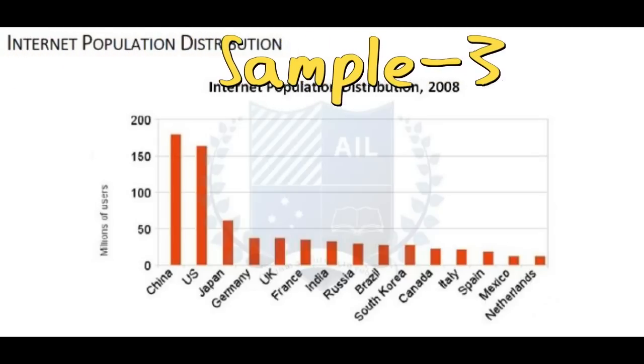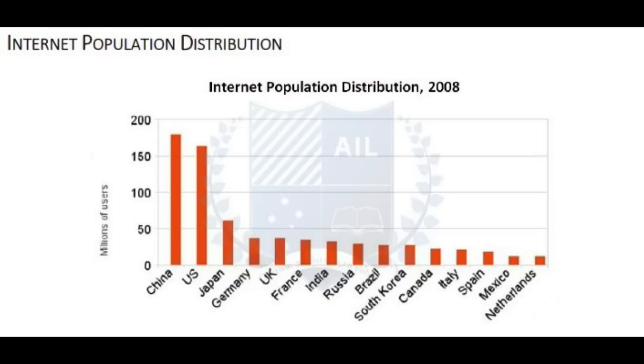The graph here shows data of internet users for different countries around the world in 2008. Interestingly, China and US had the highest number of users, which was more than 150 million, and next to Japan with around 50 million internet users. But for other developed countries like Germany, UK, France, India, Russia, and Brazil, they had more or less 30 million internet users. And for other countries like Italy, Spain, and others, they had minimal, which was around 25 million.